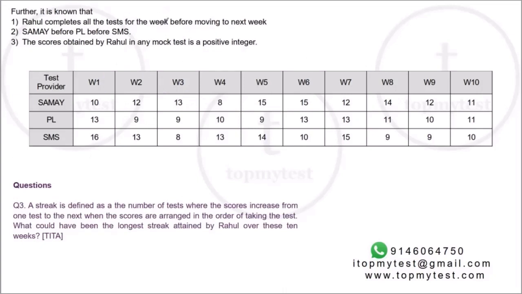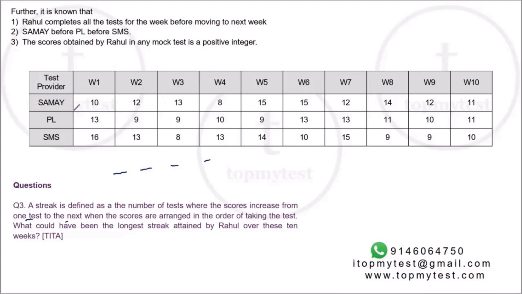Okay, so I have summarized this information. Question number 3 says a streak is defined as a number of tests where the scores increase from one test to the next when the scores are arranged in the order of taking the test. Okay, what could be the longest streak obtained by Rahul? So the score should continuously increase, definitely increase, right? Not definitely, but could have continuously increased when looked at from one test to the other.